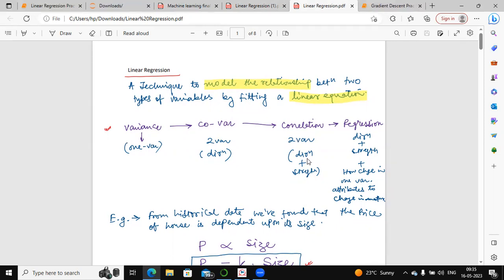If the correlation is -1, then it is strongly negatively correlated, that is, an increase in x means a decrease in y. And +1 means it is also strongly correlated. Zero is weakly correlated, that is, there is no relationship between X and Y. That kind of concept is correlation. Coming to regression, it gives the direction and trend, as well as how a change in one variable is attributed to a change in the other variable. So this is how a change in X will affect the change in Y.